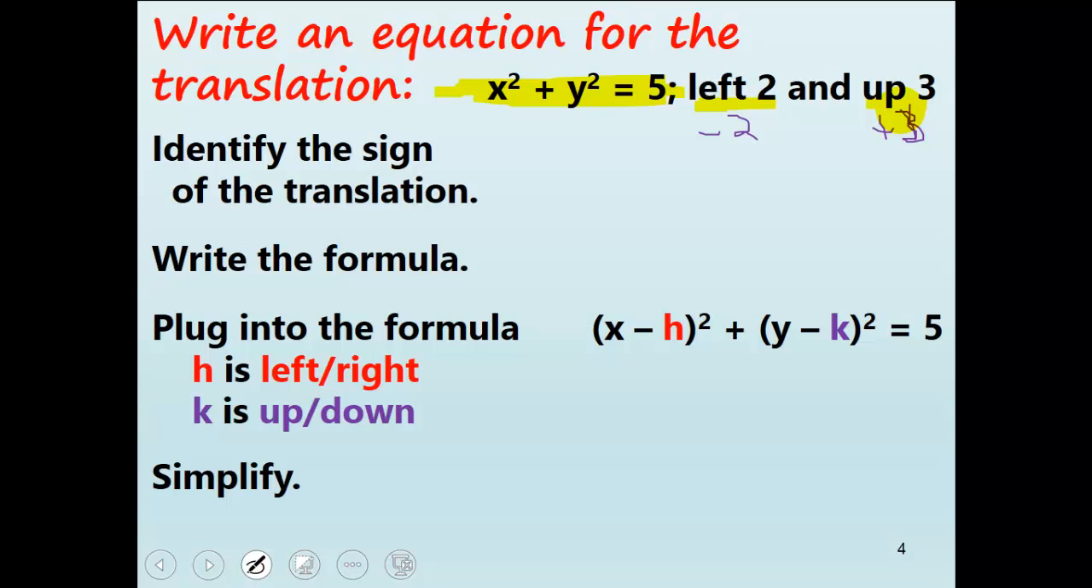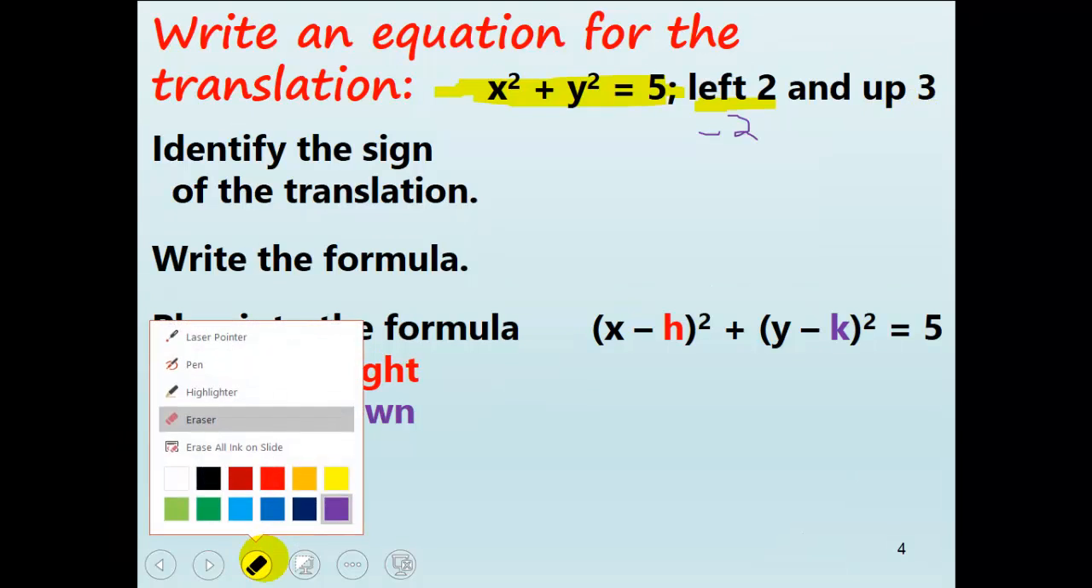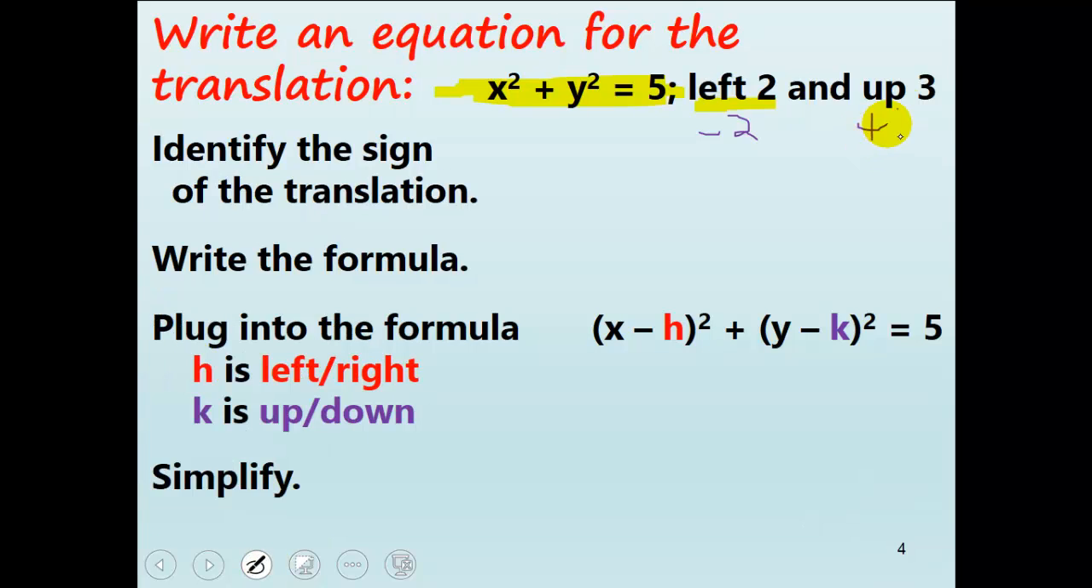You have to know that left and right is your H, up and down is your K. That hasn't changed. See, there are some really nice consistencies. Okay, so that means my H is -2 and my K is 3. So now I plug them into my formula.